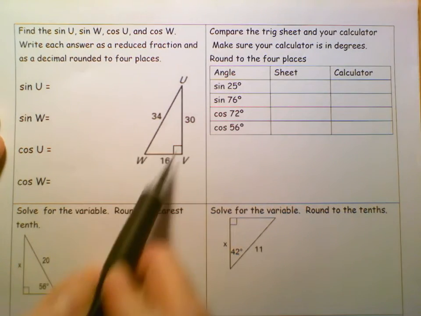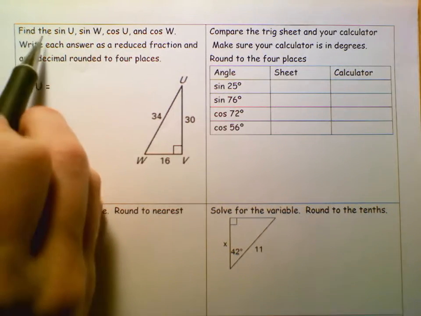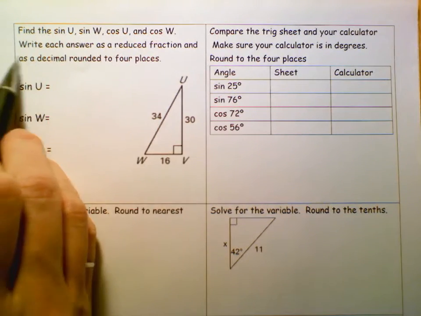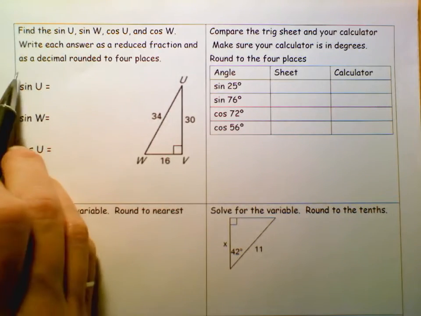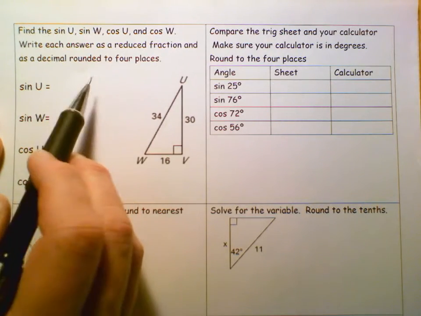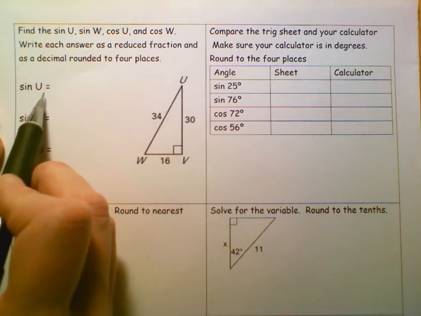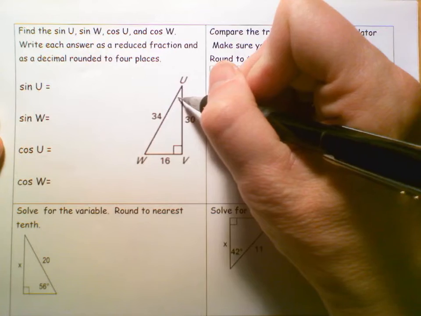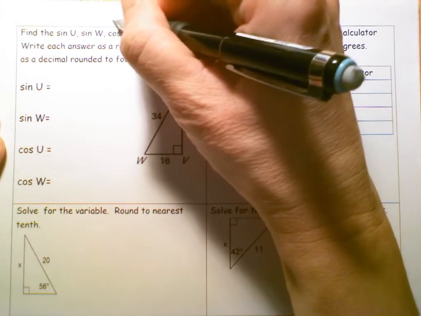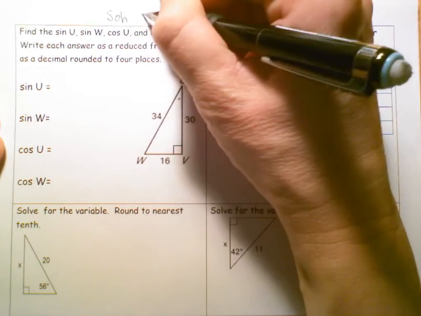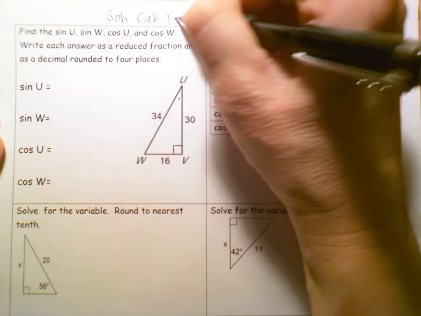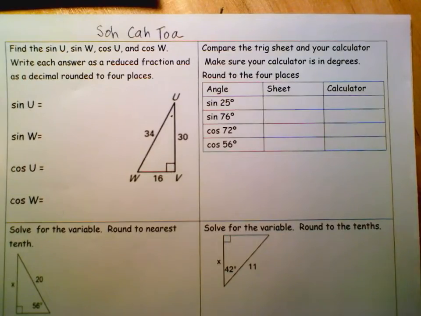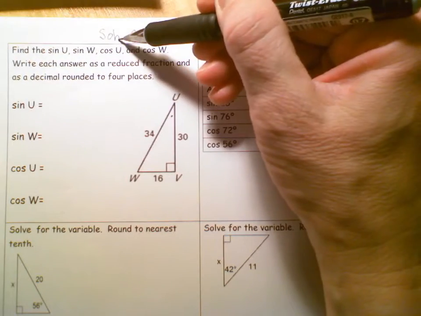All right, so here they've given us a right triangle and we are asked to find the sine of u, sine of w, cosine of u, cosine of w. Write each answer as a reduced fraction and as a decimal rounded to 4 decimal places. Okay, so sine of u, remember this tells you where to look. Okay, and so we're going to put our pencil on u, and we're going to remember our SOHCAHTOA. I'll write it at the top here. SOHCAHTOA.